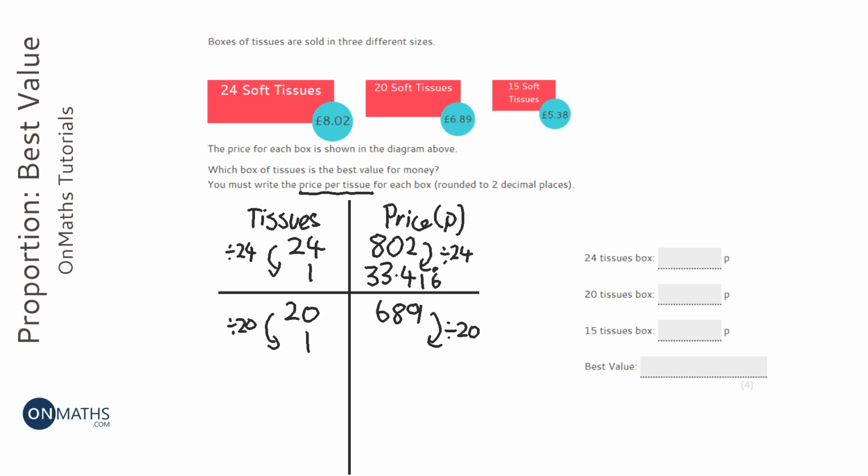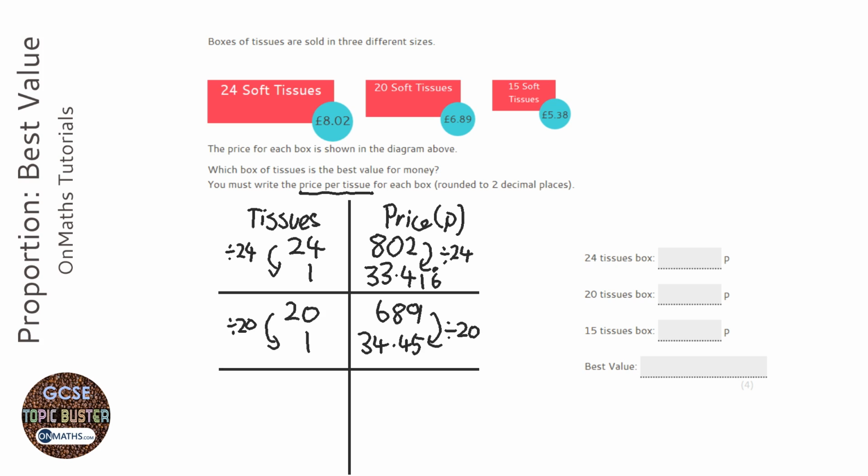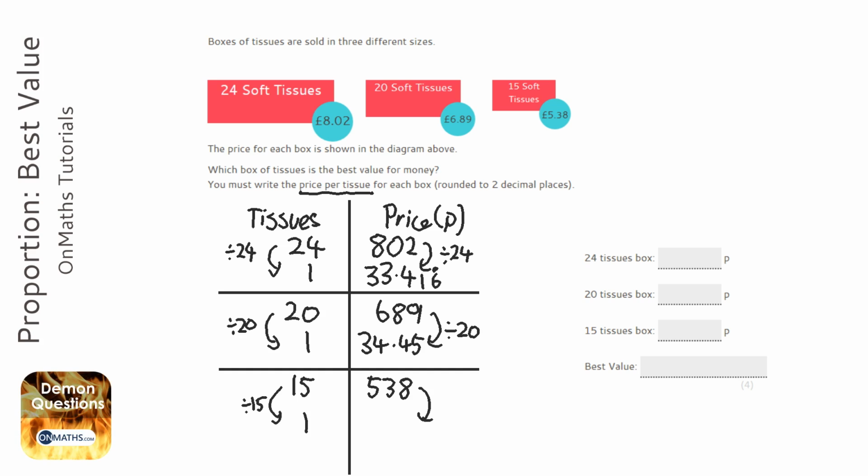So 689 divided by 20 on the calculator, and I get 34.45 pence. Okay, and the last one, let's draw our line. So the last one's 15 tissues, and it costs 538 pence. So this time I'm going to divide both sides by 15 to work out 1 tissue. Okay, so 538 divided by 15, and this time I get 35.86 recurring.